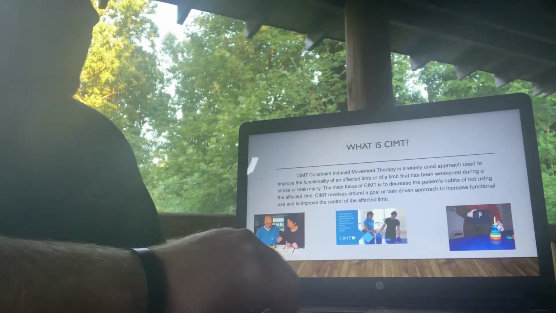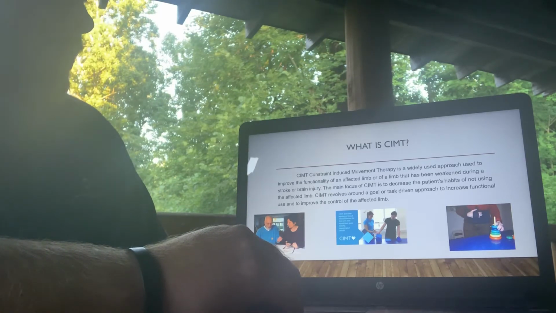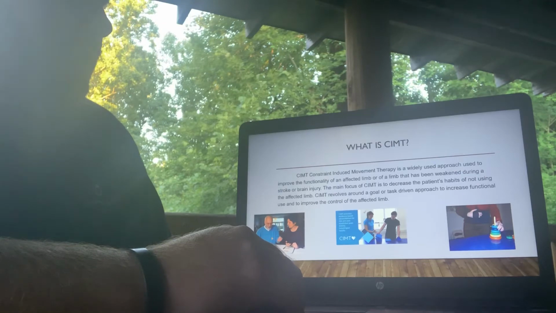So what is CIMT? CIMT is constraint-induced movement therapy. It's a widely used approach to improve the functionality of an affected limb, or a limb that has been weakened during a stroke or brain injury. The main focus of CIMT is to decrease the patient's habit of not using the affected limb. CIMT revolves around a goal or task-driven approach to increase functional use and to improve the control of the affected limb.